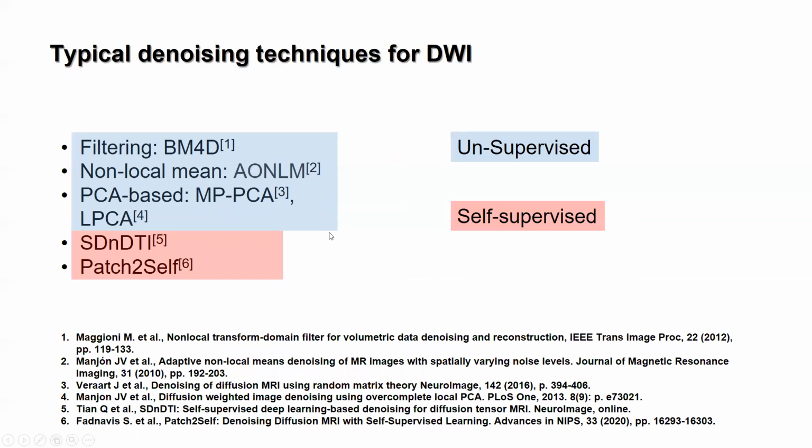There are many denoising techniques for diffusion MRI. I think Shreyas will give a review of that. The current denoising techniques can be roughly classified into two categories: unsupervised and self-supervised. The unsupervised denoising techniques include filtering-based methods such as BM4D, non-local means, and the PCA-based methods such as MPPCA and LPCA. The self-supervised methods try to learn the noise structure from the data and remove it. This is relatively new, like the recently proposed SDnDTI and Patch2Self.